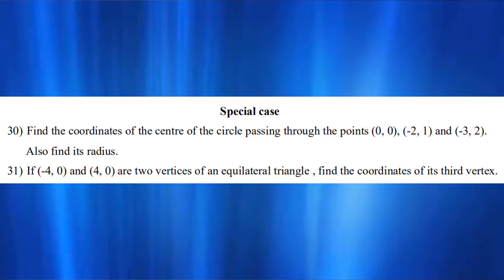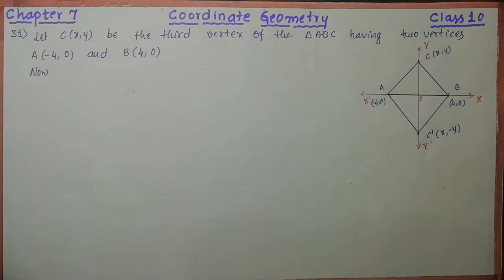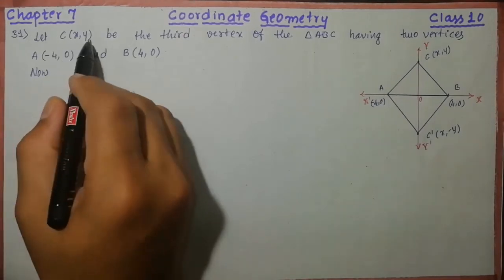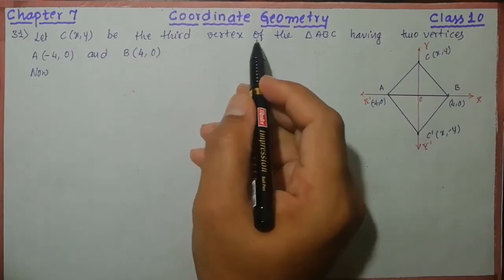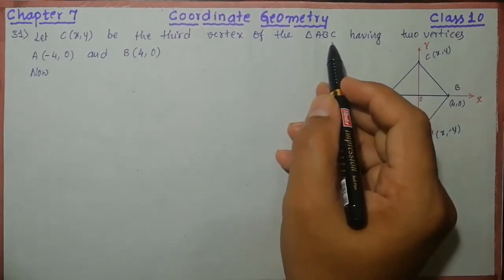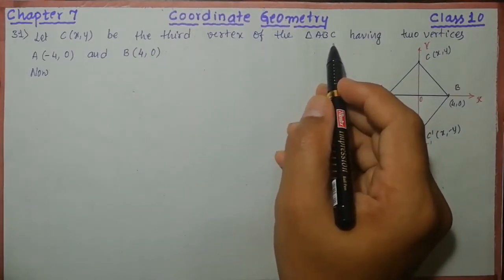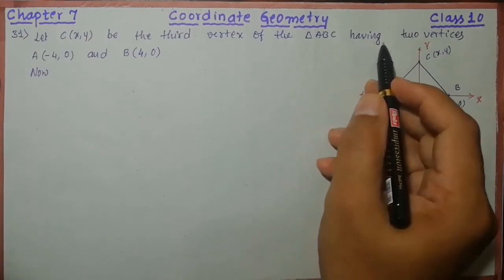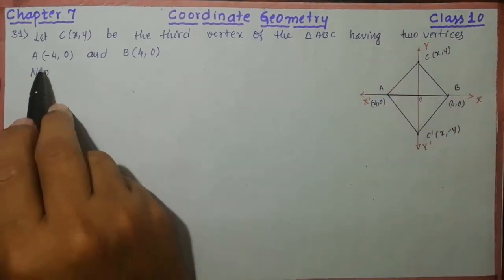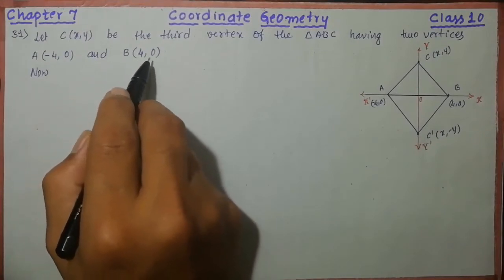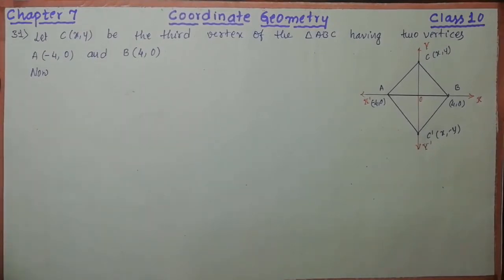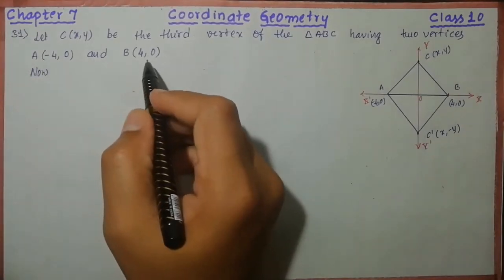Now look at the solution of this one. Question number 31. I have already written the given data for you. Look here. Let C of x comma y be the third vertex of the triangle ABC. It is given that ABC is equilateral, having two vertices, A of minus 4 comma 0 and B of 4 comma 0. The given vertices are minus 4 comma 0 and 4 comma 0.